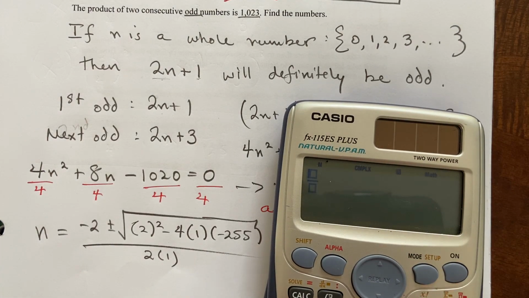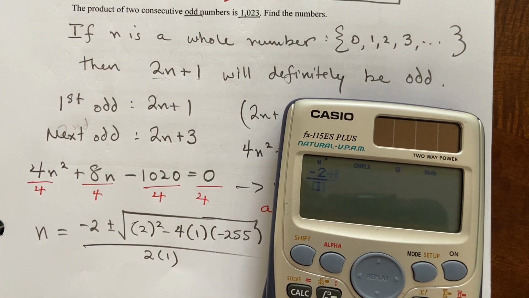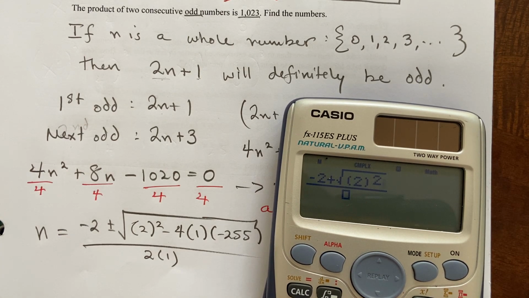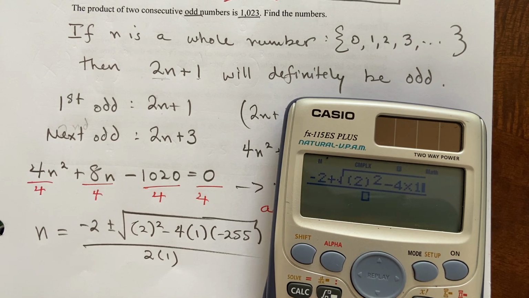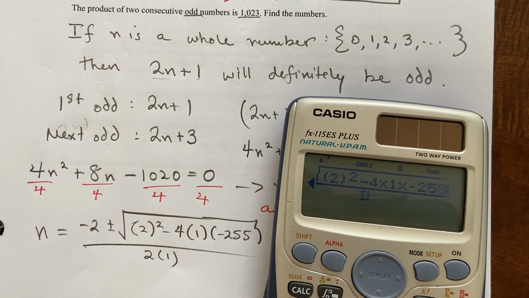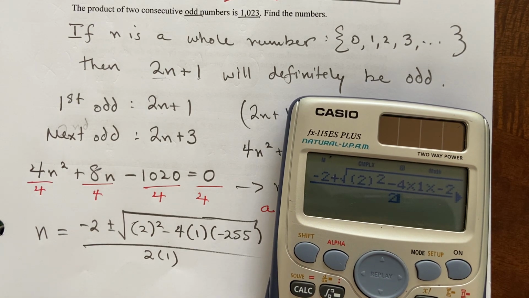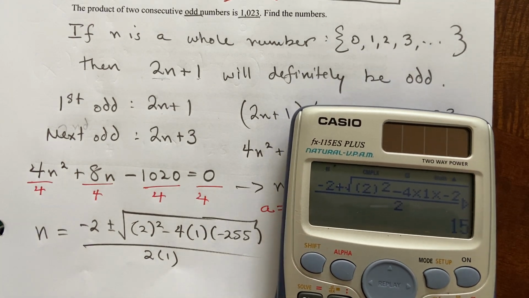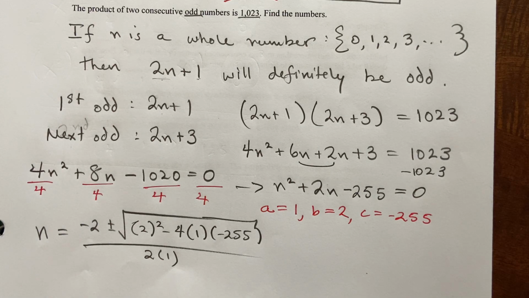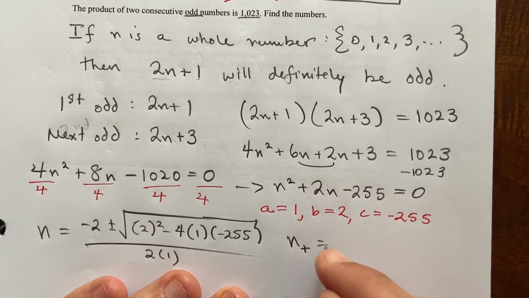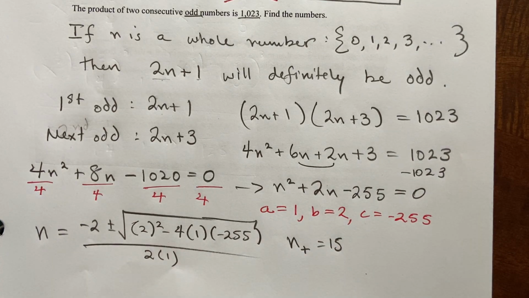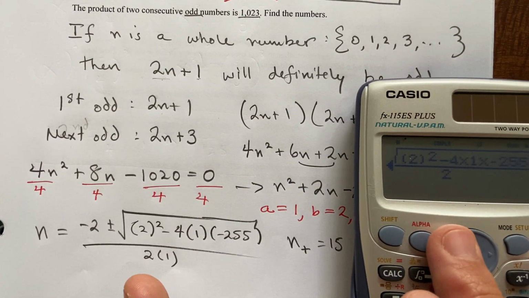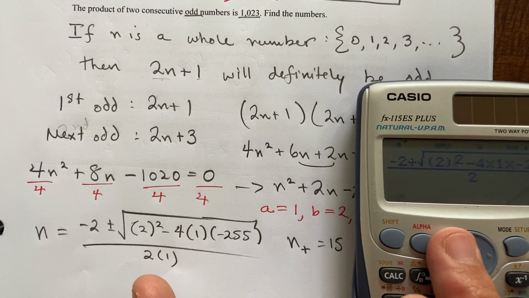So I'll type that in fraction, negative 2 plus square root 2 squared minus 4 times 1 times negative 255 over 2. So it looks like I'm getting a 15 for n. So n plus equals 15. I'm going back and just seeing what the negative case is.